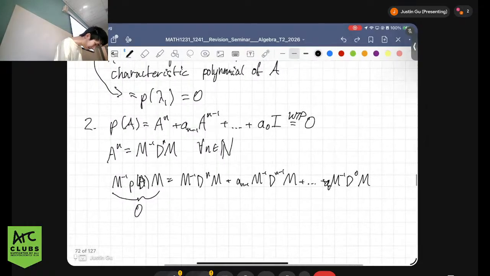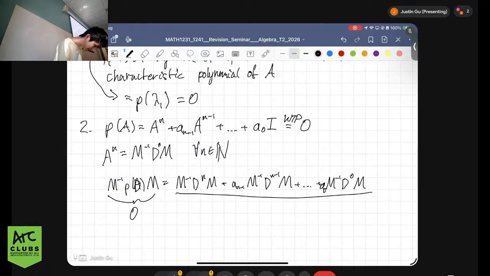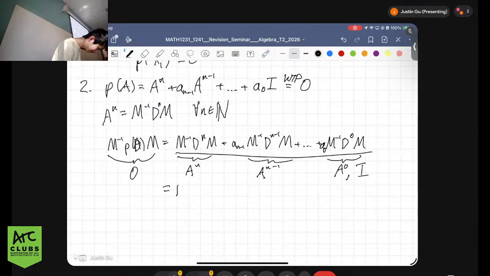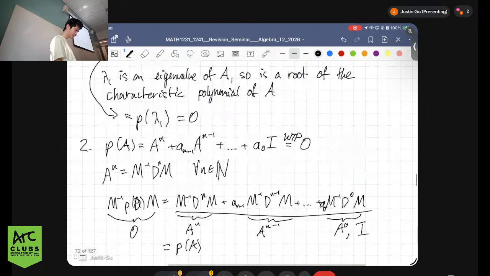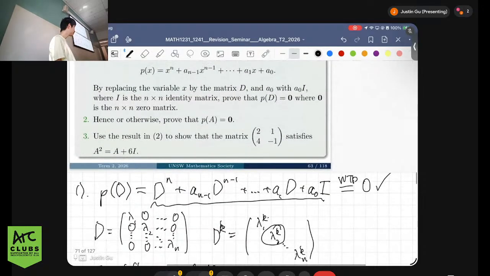What is this? Well, we know that M inverse D to the n times M is going to be A to the n. This is going to be A to the n minus 1, and so on and so forth. And this is going to be A to the 0, or the identity. So all of this will just be equal to P of A. So P of A must therefore equal the 0 matrix. Are we all good with that?